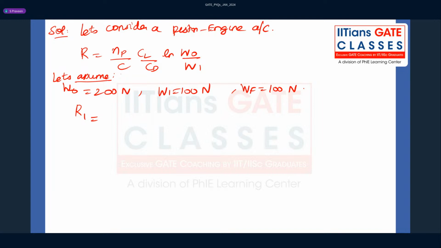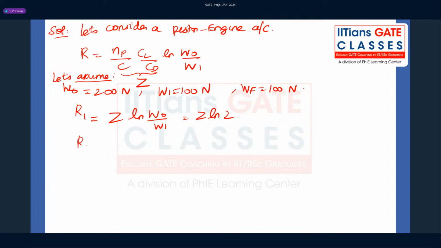All these are constants, so just represent it as Z, where Z equals eta P by C, CL by CD. So R1 is Z times ln of W naught by W1. That will simply become Z ln of 2. So this is the first one.